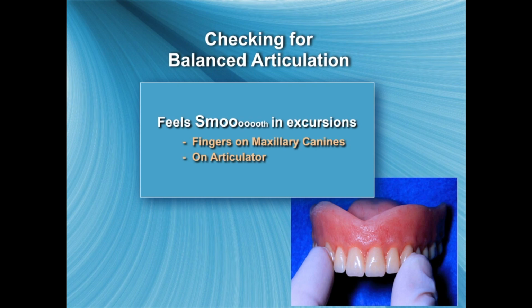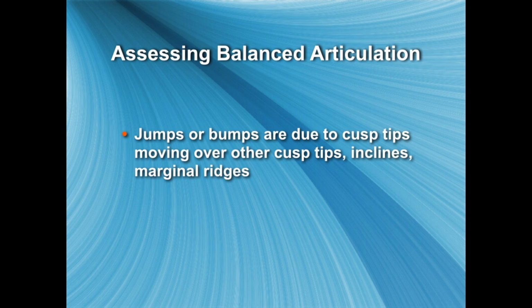There are a number of ways of checking for a balanced articulation, such as articulating paper, intraorally and on the articulator. Another method is to place a finger and thumb on the maxillary canines, and have the articulator or the patient move in excursions. Those excursions should be smooth if you have an acceptable balanced articulation. If you feel jumps or bumps, those are normally due to cusp tips moving up and over the cusp tips, inclines, or marginal ridge of the opposing teeth.